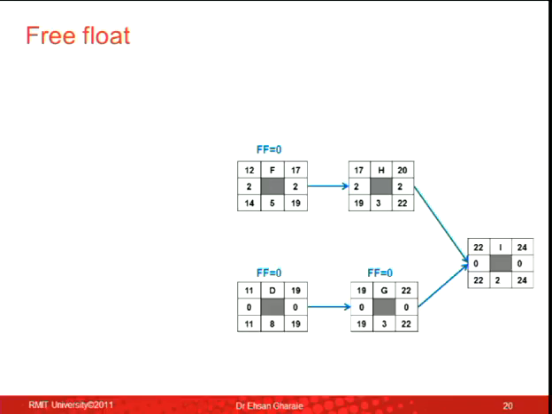So let's look at activity H. What is the free float for activity H? 2. How did I figure that out? I can see that the end of activity H is 20. The start of the next one is 22. So these are 2 figures that I'm looking at: the start of I, the finish of H. H finishes on day 20, I starts on day 22. Between 20 and 22, I've got some flexibility. Agree? How many days? 2 days.